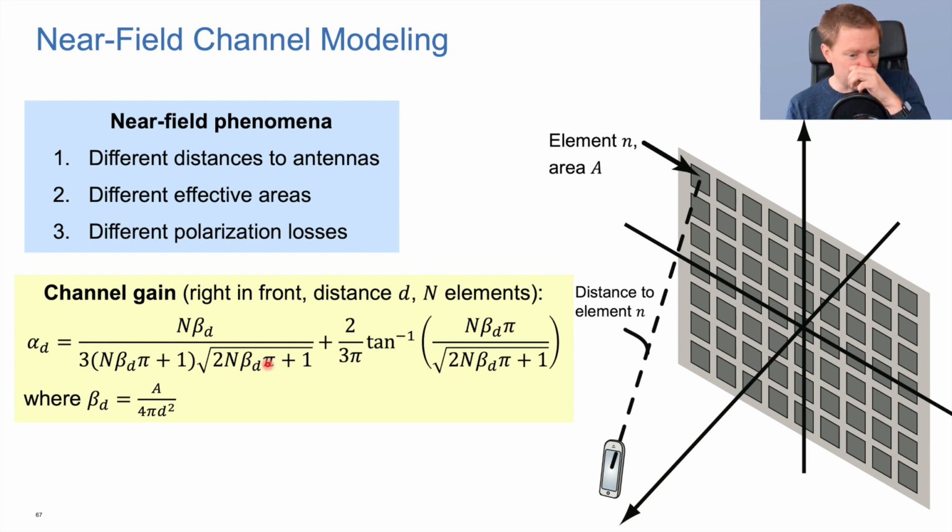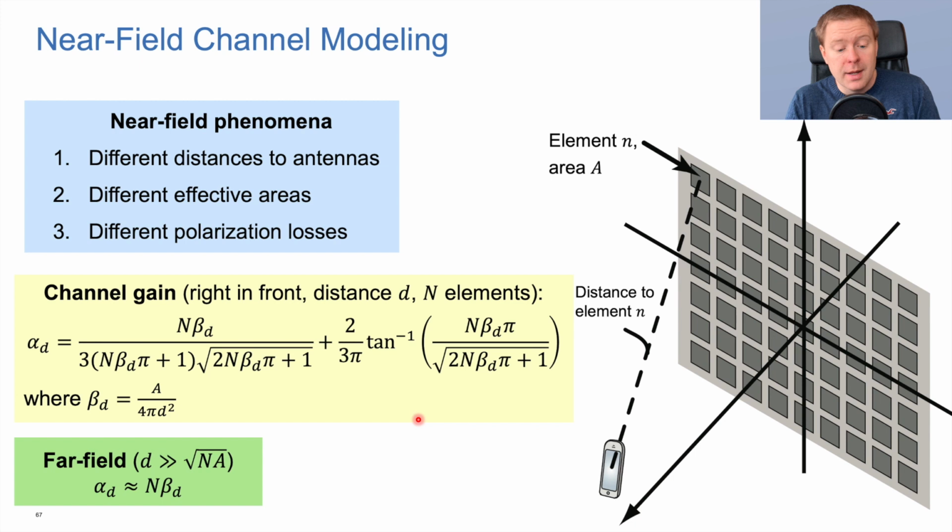So I will not go into the detail, but you see that it contains the number of elements, it contains this path loss factor, but also a number of other things. If we have a large distance d, so d is much greater than the width of this, which is the square root of n times A, because we have square root of n elements in each dimension, and each of them has area A, then in that case one can actually show that this formula can be approximated as n times this formula, just as we are expecting it to be in the far field.